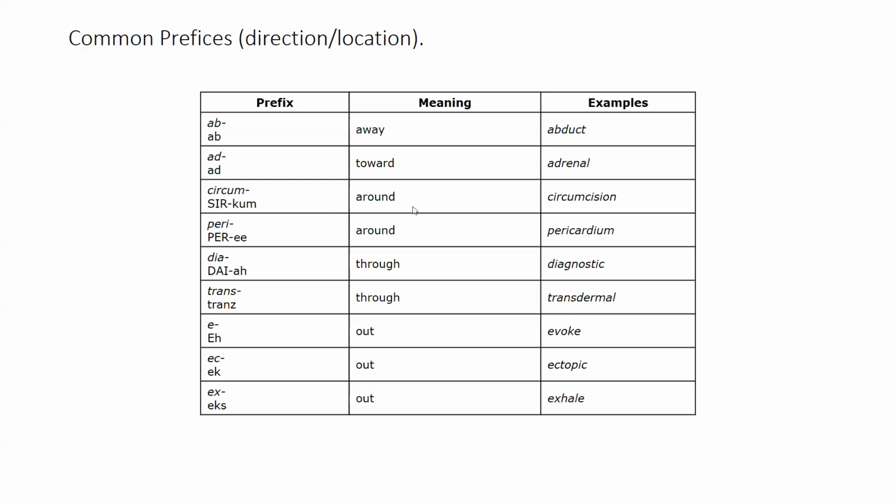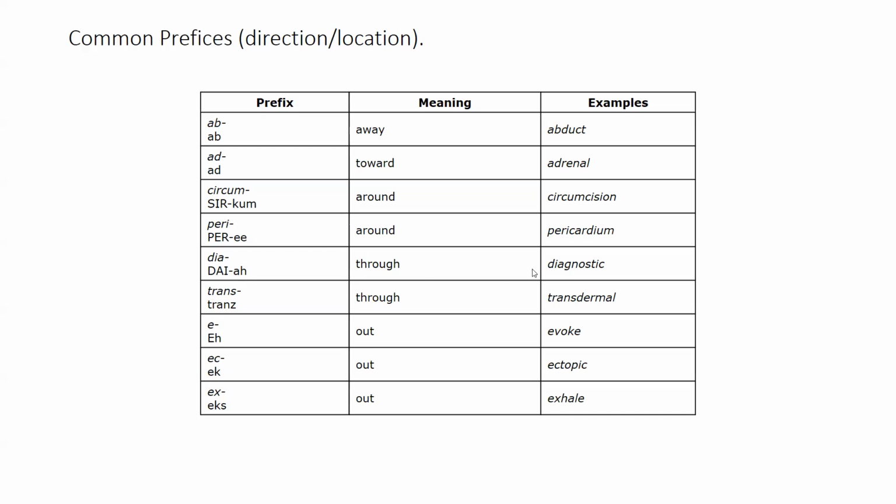Circum means around. About the only place you usually see it is in circumcision, which literally means to cut around. Cision refers to an incision. So this is to cut around. Typically, that means to cut around the head of the penis to remove the foreskin. Peri, as we saw before, means around. We saw the word pericardium, a tissue that's around the heart.